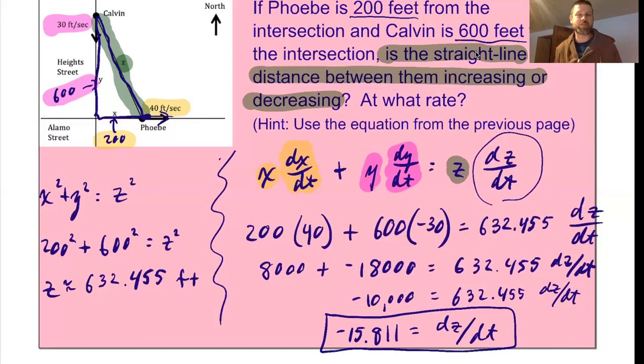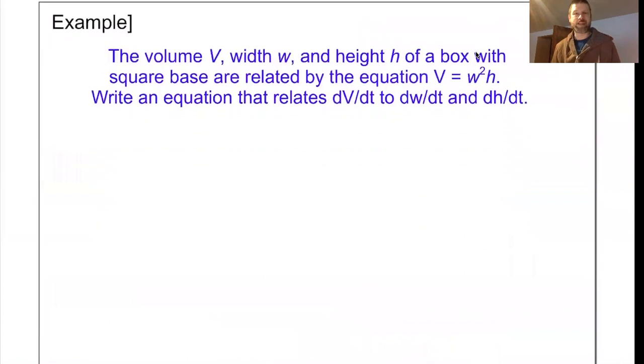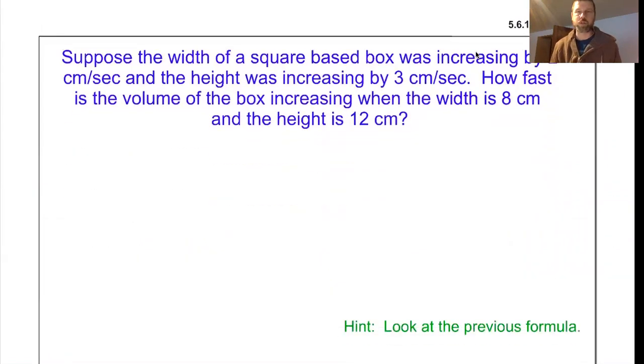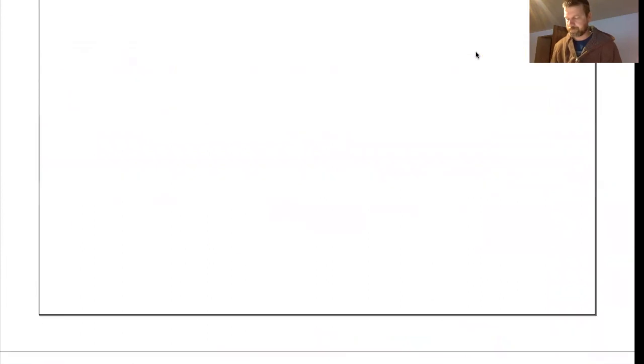Related rates helps us to find how fast things are changing. All right, we're going to do one more example. The example we're going to do is going to be similar to the one you're going to see in your homework. The one in your homework is going to have a question that just asks you to do some calculus to write an equation, and then there's going to be a second part to it where it asks you to use that formula, use that equation to solve something.